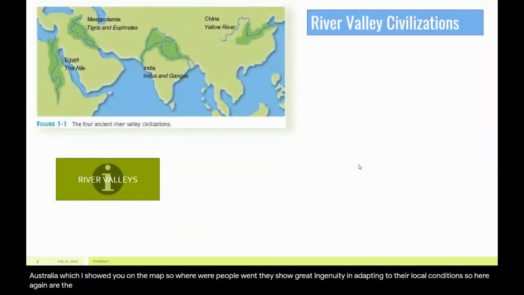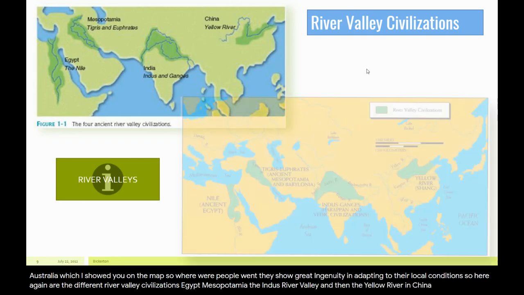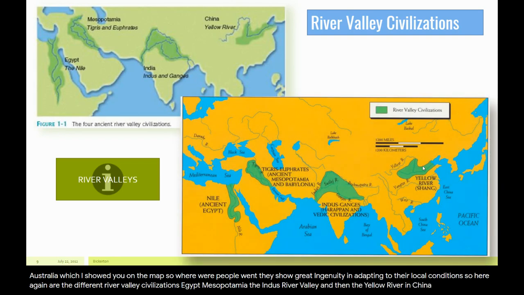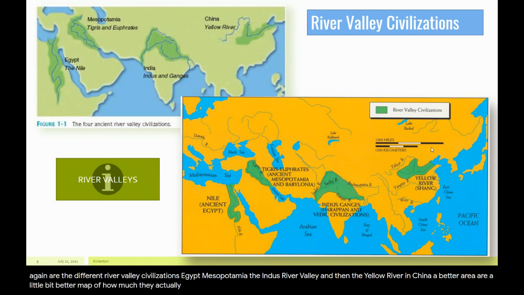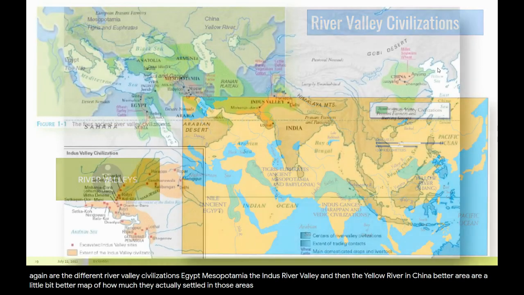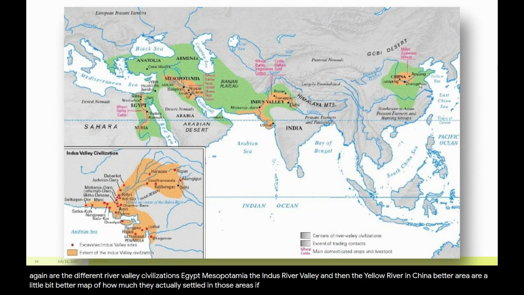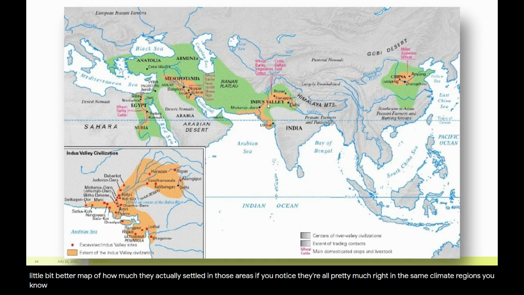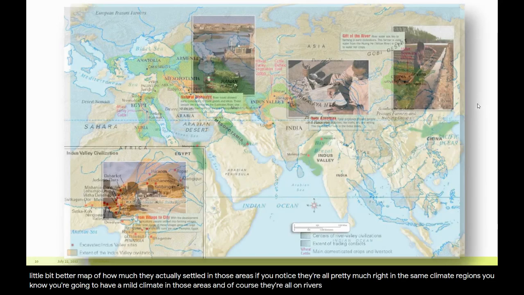So here again are the different river valley civilizations: Egypt, Mesopotamia, the Indus River Valley, and the Yellow River in China. And here's a better map of how much they actually settled in those areas. If you notice, they're all pretty much in the same climate regions. You're going to have a mild climate in those areas, and of course they're all on rivers.